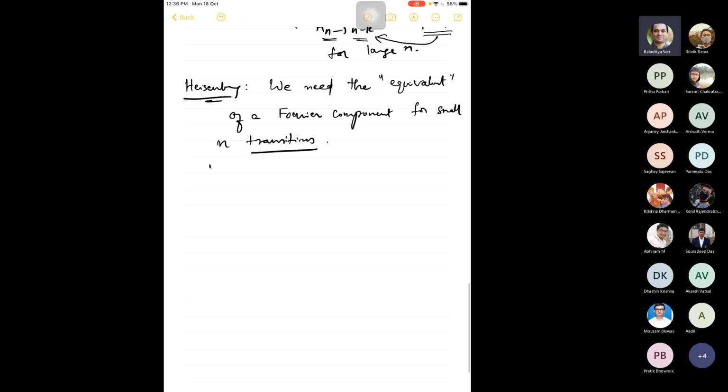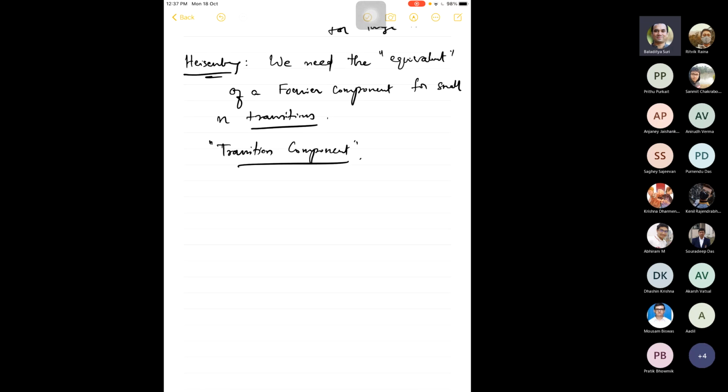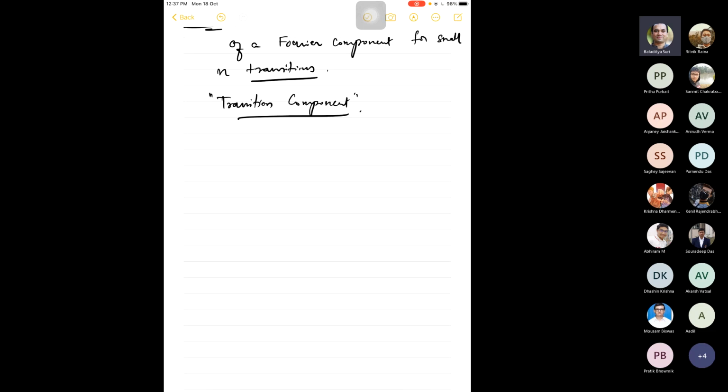So a transition component. So now he needs some clues which he had to derive from Bohr's theory. Okay, so here we are going to use Heisenberg's notation, which is as follows. So for example, let us now write a table. This is now Heisenberg's table.